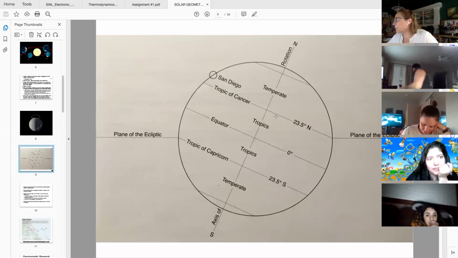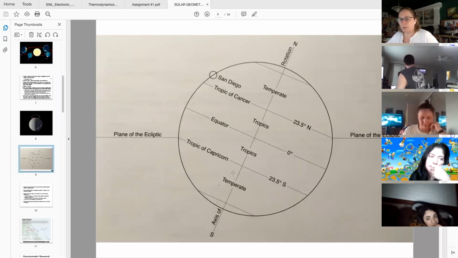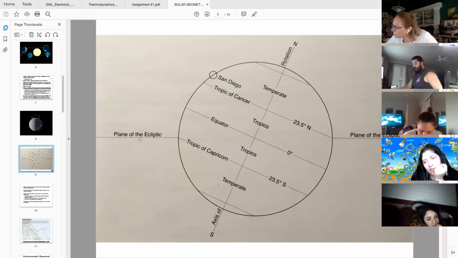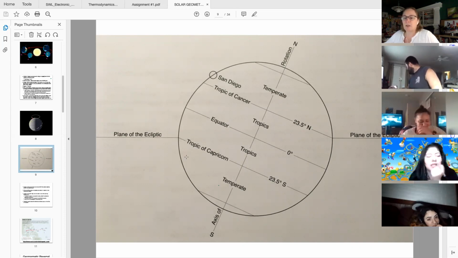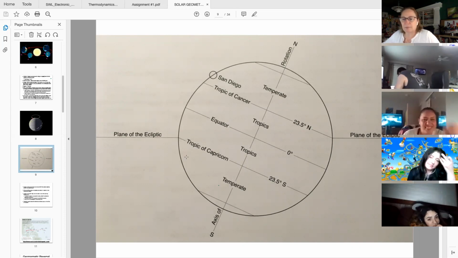The latitude that matches that rotation actually has two names. We've got the Tropic of Cancer, which is 23.5 degrees north of the equator, and the Tropic of Capricorn, which is 23.5 degrees south of the equator. And if you draw a straight line all the way through the Earth, that's called the plane of the ecliptic.